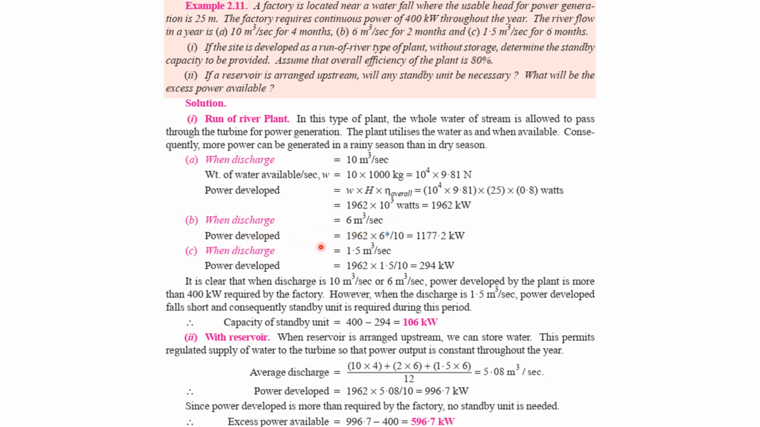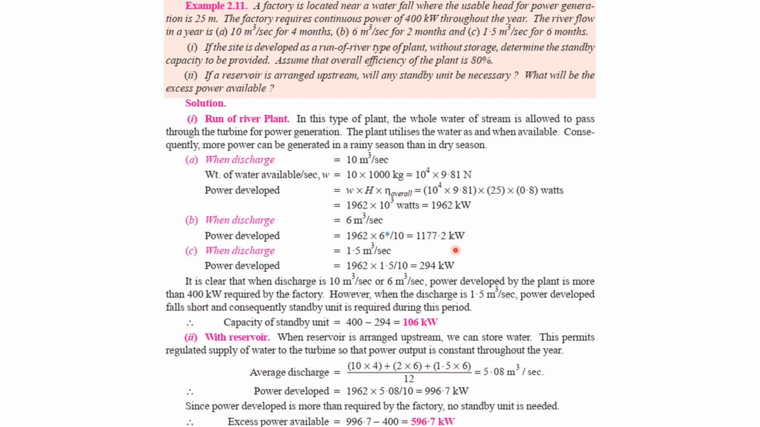We get the power developed for 6 meter cube per second as 1962, which was the power available for 10 meter cube per second, into 6 divided by 10. You have to divide it by 10 because when the flow rate is 10 meter cube per second, you get the power of 1962 kilowatts. When the flow rate is 1 meter cube per second, you will get the power of 1962 divided by 10. And when it is 6 meter cube per second, you will get the power of 1962 into 6 divided by 10. That gives you 1177.2 kilowatts.